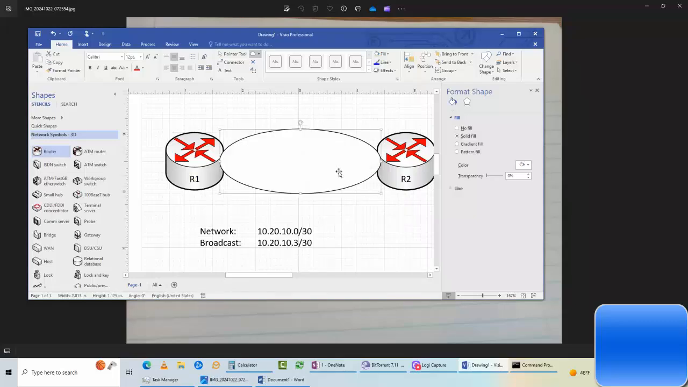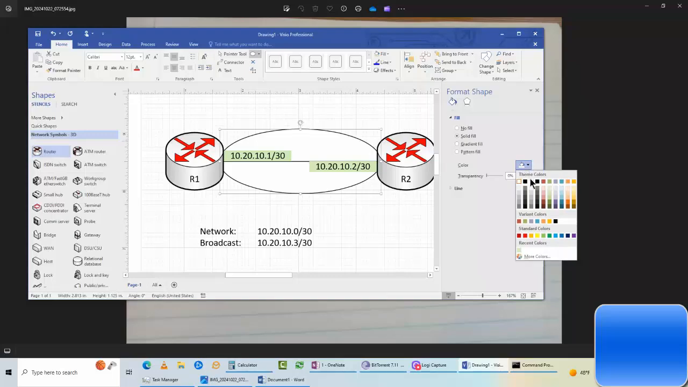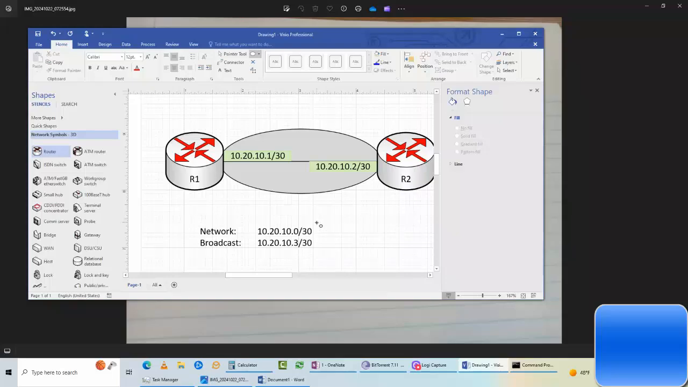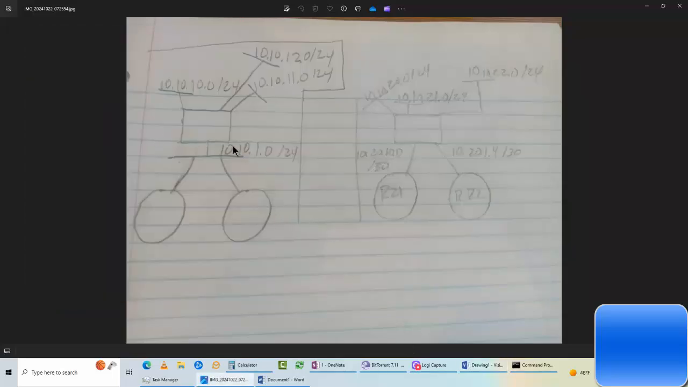We'll go ahead and circle that. We're going to send this to the back, and we're going to fill this in with a little bit of gray here. That is your broadcast domain, and it's also your collision domain. Here, my broadcast domain is 3 devices in this scenario. So that line is symbolizing that we've got 3 devices talking on the same subnet, which is 10.10.10.0/24.